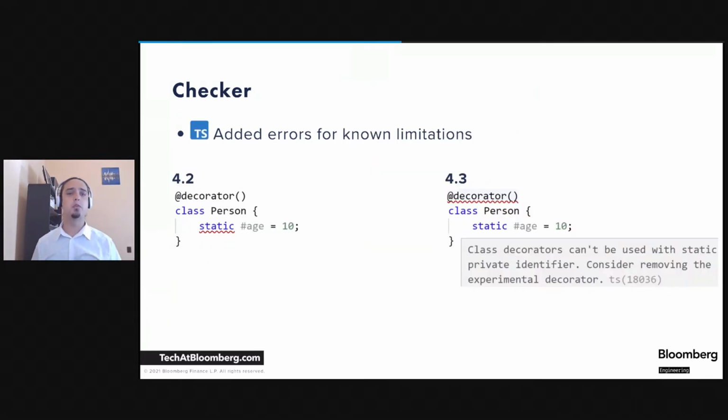Another type of change that we had to make was to actually add errors for known limitations. And one such example would be for decorators, which are used in conjunction with static private members. The decorators that are part of TypeScript are actually not on a path to standardization. And when we tried to emit JavaScript code that had both a decorator and a static private field, we discovered that there was no clear way to do this. And rather than implement something which was not spec compliant and which likely would never be spec compliant, we decided to just error out on this case and wait for the spec to catch up before we actually implement anything.